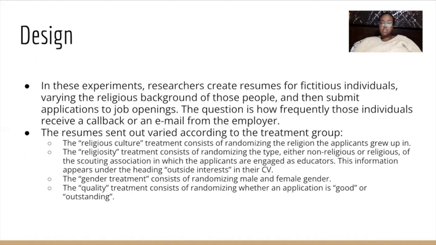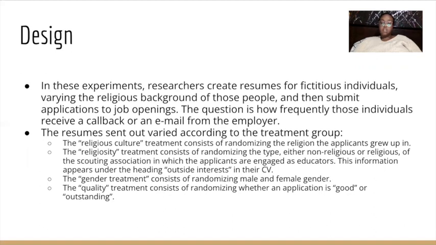The resumes sent out varied according to the treatment group. The religious culture treatment consisted of randomizing the religion the applicant grew up in. In order to show this, the names of the applicants were randomized. In order to get names, they got the 5 most common Christian names and 5 most common Muslim names. And these are the names that the fictitious individuals got.